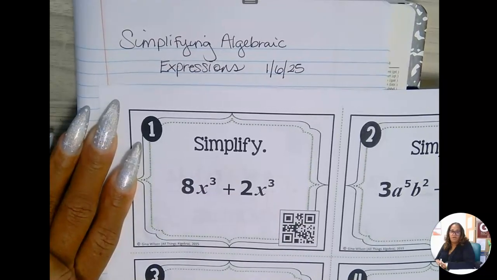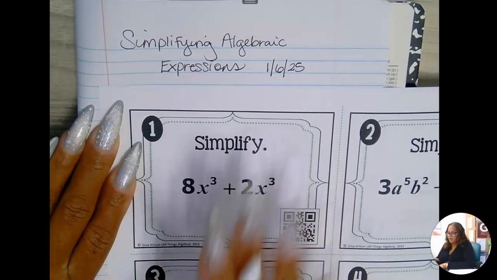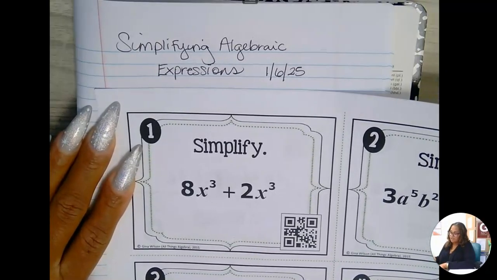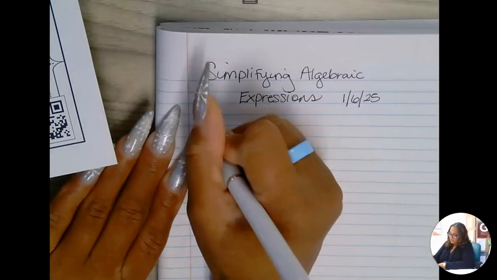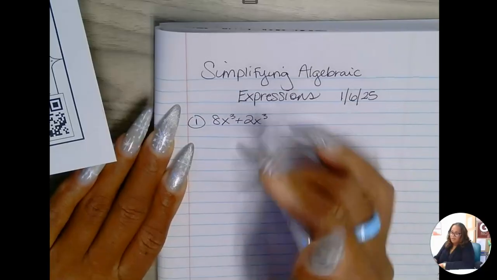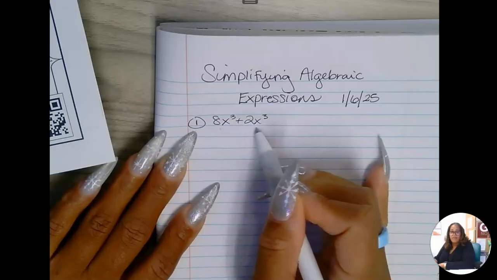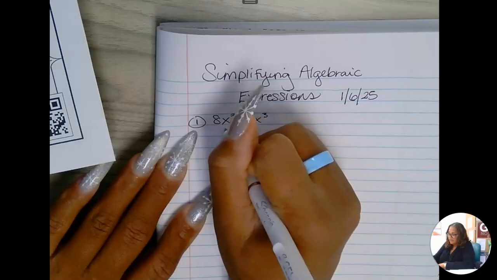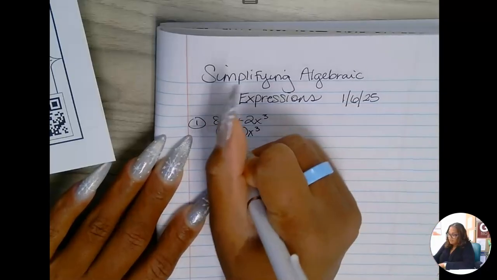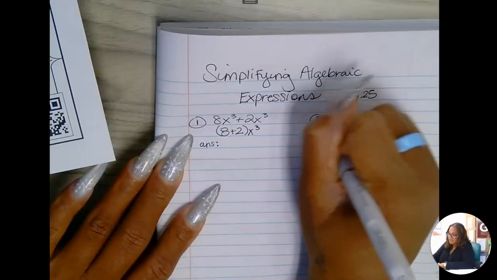All right, I am going over your algebraic expression simplification task cards. So we've got 20 task cards to go over. First one says simplify, so we need to write our expression: 8x to the third power plus 2x to the third power. Number 1. Because these have the same exact exponent and variable or base, they are like terms, so this just becomes 8 plus 2 times x to the third power. And then you'll put your answer here. I'm not going to give you the answer. That one's a little too easy.